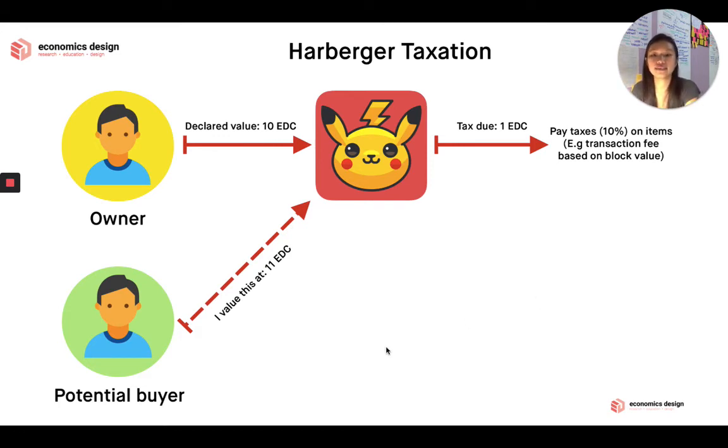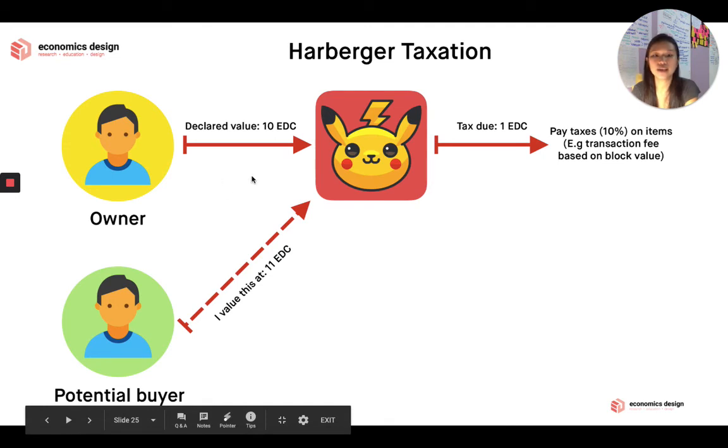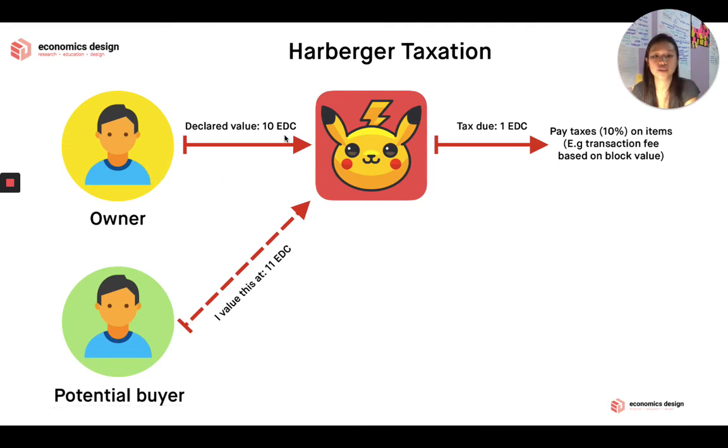And when he sees that the owner says Pikachu is worth 10 coins, and I value Pikachu at 11 coins, then now I have the right to buy this Pikachu in a block from the owner. So the owner declared it's 10 coins. The potential buyer thinks that it's worth more, so the potential buyer will give 10 coins to him because he says that it's 10 coins, and the potential buyer will pay the taxes instead.